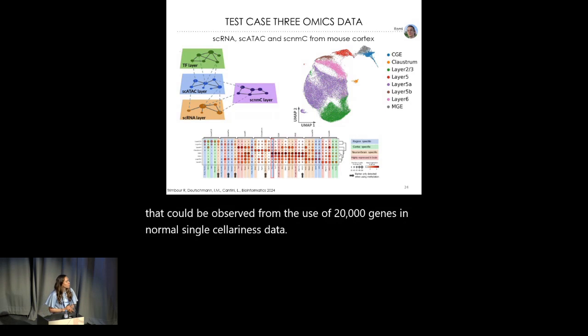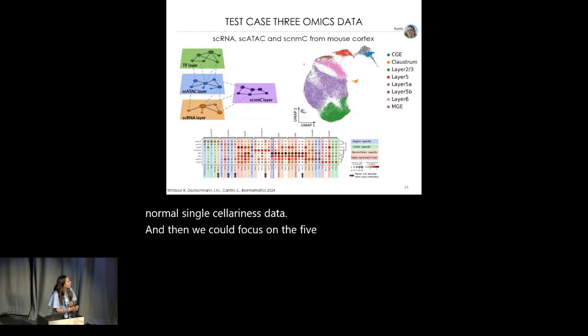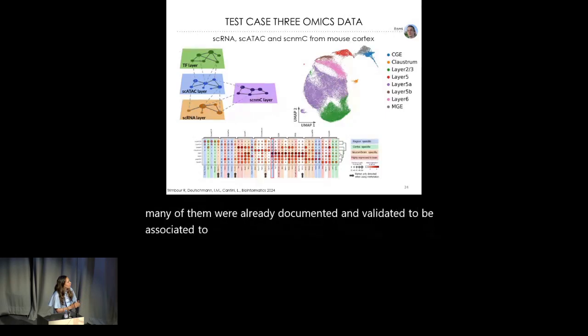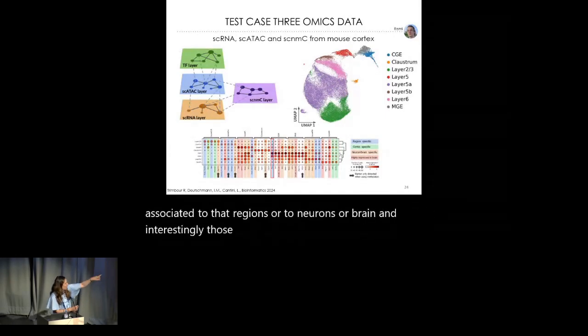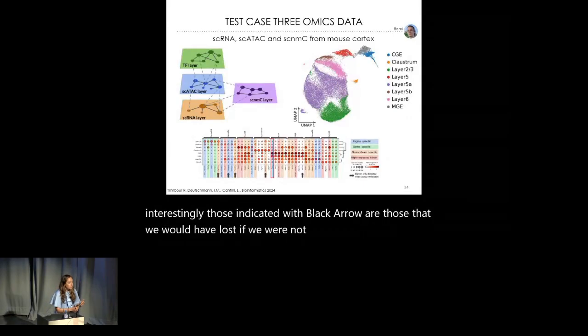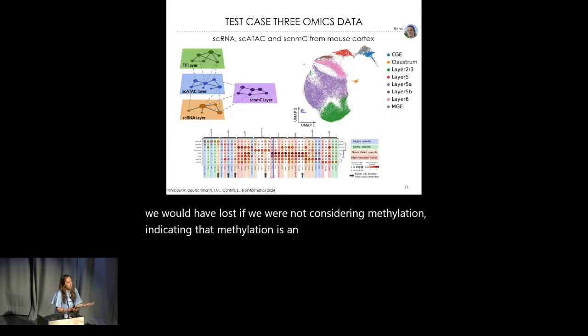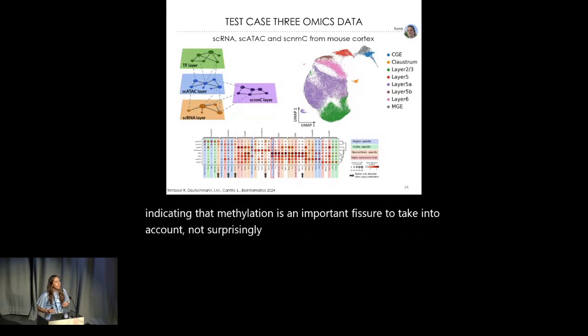And then we could focus on the 5 most strongly associated transcription factors for each population, and we could find that many of them were already documented and validated to be associated to those regions or to neurons or brain. And interestingly, those indicated with the black arrow are those that we would have lost if we were not considering methylation, indicating that methylation is an important feature to take into account, not surprisingly, and that it's relevant to have methods that can easily adapt to a lot of different omics.